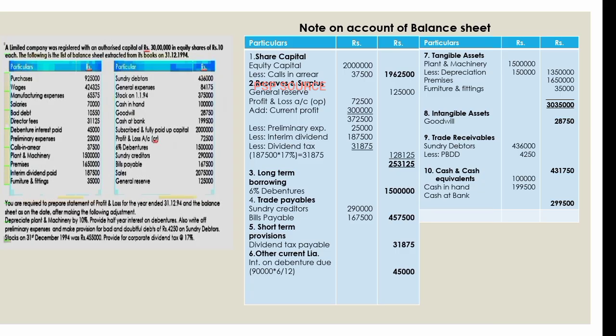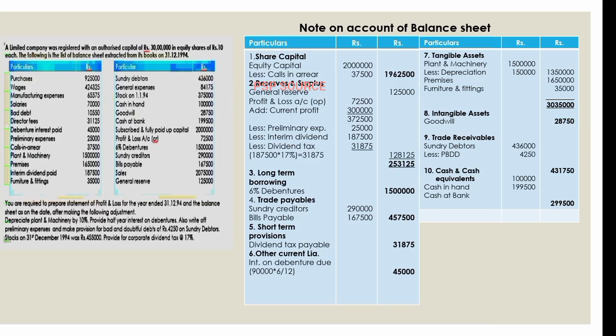sundry creditors rupees 2,90,000 and bills payable 1,67,500. Total will be 4,57,500. Short-term provisions, dividend tax payable rupees 31,875. Next, other current liabilities. Here interest on debenture due comes, 45,000, which arises out of 90,000 into 6 by 12.